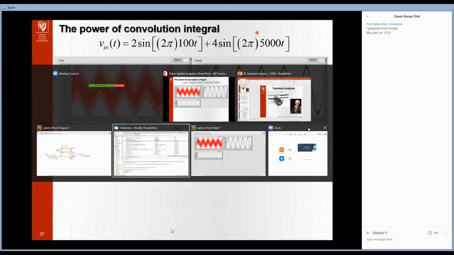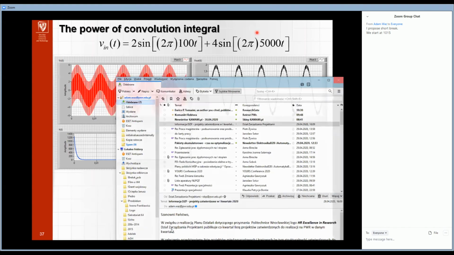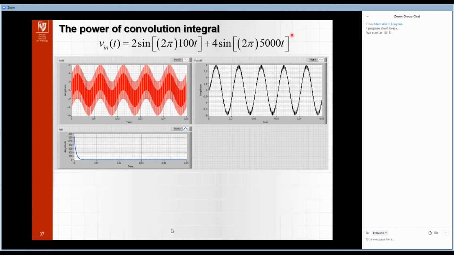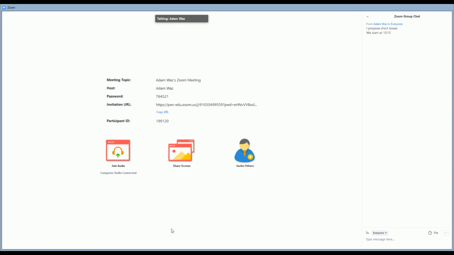Try to switch to another program. Okay, and so, okay, so now I'll share again.